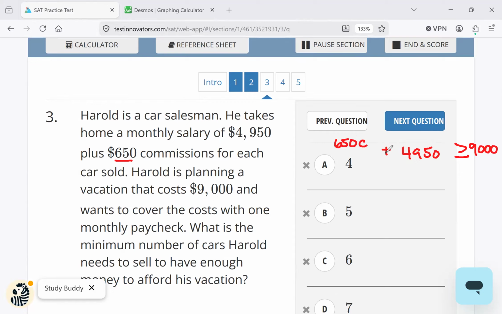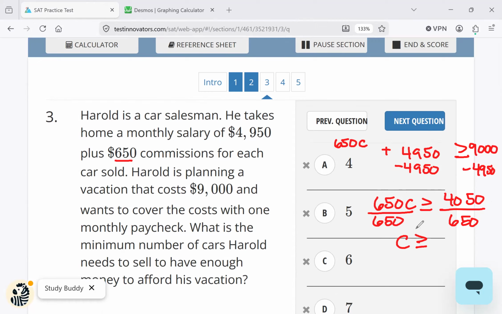Okay. So I would solve for C. If I do that, I would subtract 4,950 from both sides, and get 650C is greater than or equal to 4,050, and divide this by 650. So 4,050 divided by 650 is 6.2.